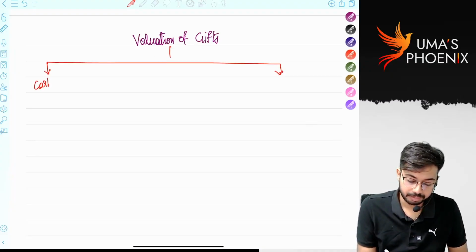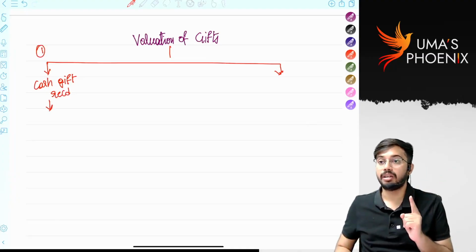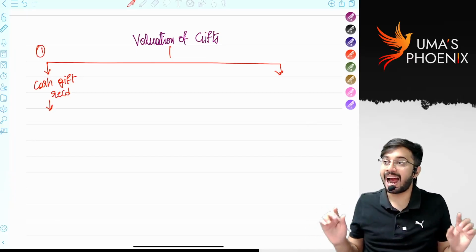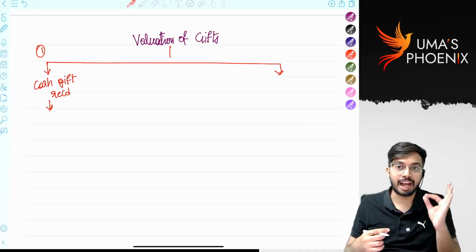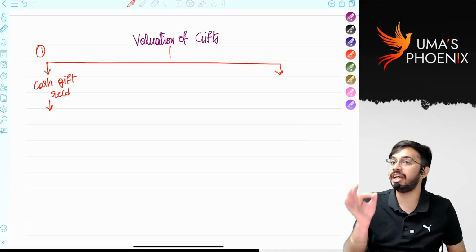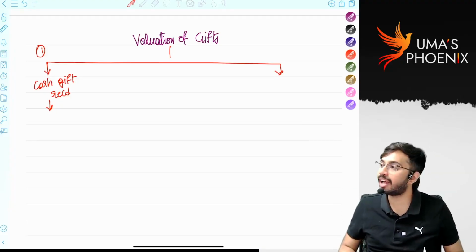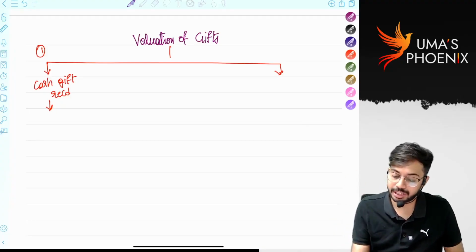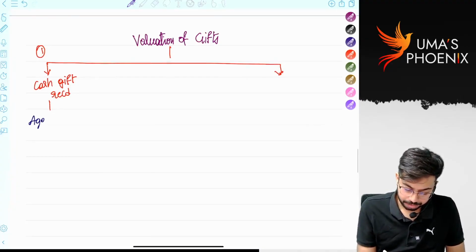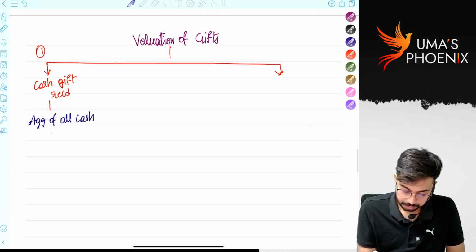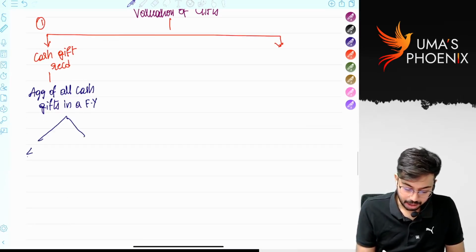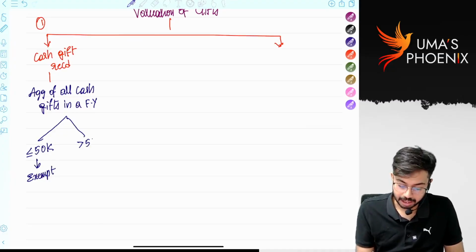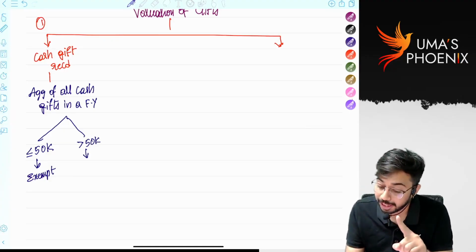First, cash gift received. This is case 1, right? Remember, not the individual cash gift, but the aggregate of all cash gifts received in a financial year. So here, do you need to check each individual cash gift or the aggregate of all cash gifts? You need to check the aggregate of all cash gifts. If the aggregate of all cash gifts in a financial year is less than or equal to 50,000, then it is fully exempt. If it is greater than 50,000, not the excess, it is fully taxable.